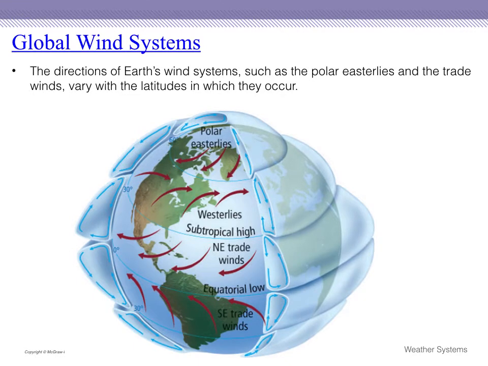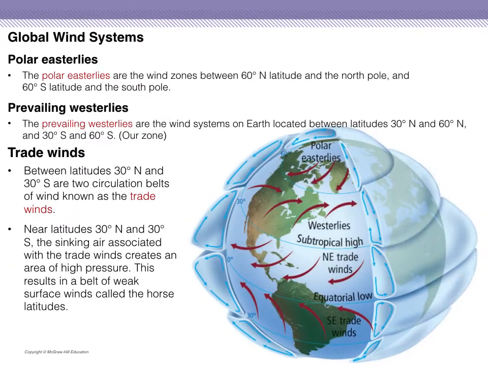So, we have global wind systems. The direction of Earth's wind systems, such as the polar easterlies and trade winds, vary with the latitudes in which they occur. Now, the polar easterlies, boom. They're the wind zones between 60 degrees north latitude and the North Pole and 60 degrees south latitude and the South Pole. And they're called the polar easterlies because they're in the polar region and they come from the east.